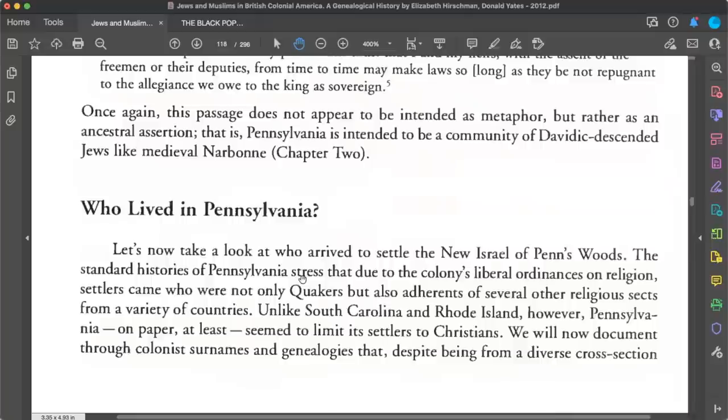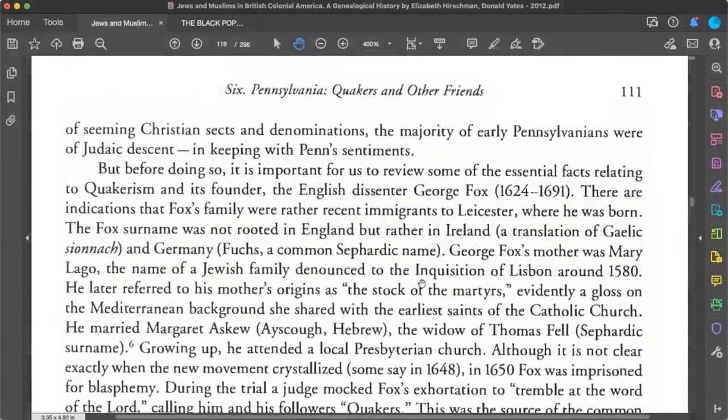The standard histories of Pennsylvania stress that due to the colony's liberal ordinances on religion, settlers came who were not only Quakers, but also adherents of several other religious sects from a variety of countries. Unlike South Carolina and Rhode Island, however, Pennsylvania, on paper at least, seemed to limit its settlers to Christians. We will now document through colonists' surnames and genealogies that despite being from a diverse cross-section of seeming Christian sects and denominations, the majority of early Pennsylvanians were actually of Judaic descent, all right? In keeping with Penn's sentiments.